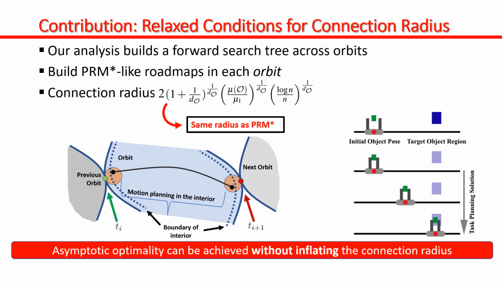And that is where our contribution lies in identifying that we do not need to inflate the radius of an asymptotically optimal roadmap within an orbit in order to achieve the same property in the task and motion planning space. So if you construct a PRM star with its normal radius, you would achieve asymptotic optimality for task and motion planning as well.